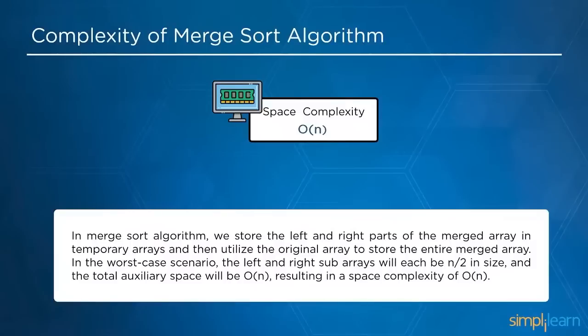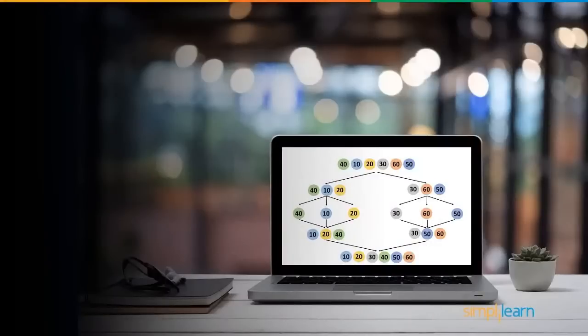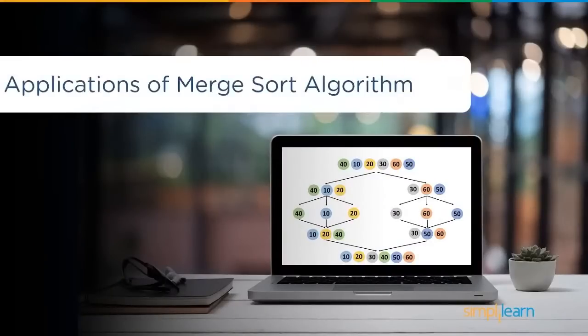In the merge sort algorithm, we store the left and right parts of the merged array in the temporary arrays and then utilize the original array to keep the entire merged array. In the worst case scenario, the left and the right sub arrays will each be n by 2 in size, and then the total auxiliary space will be big O of n, resulting in a space complexity of big O of n. Following that, we will look into several applications of the merge sort algorithm.